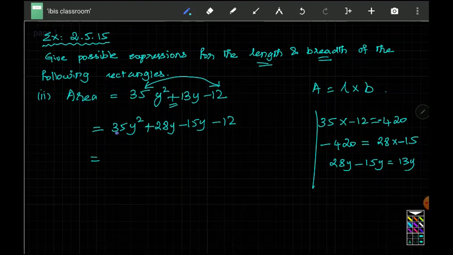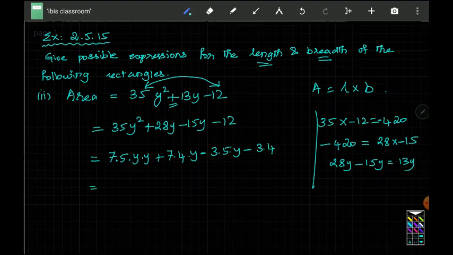The 35 is 7 into 5, so 7 into 5, y square is y into y, plus 28 is 7 into 4, because here there is 7, so I'm going to try to bring 7 over here. So 7 into 4 into y minus, what is common between 15 and 12? 3. So I'm going to write this as 3 into 5 into y, minus 12 is 3 into 4.